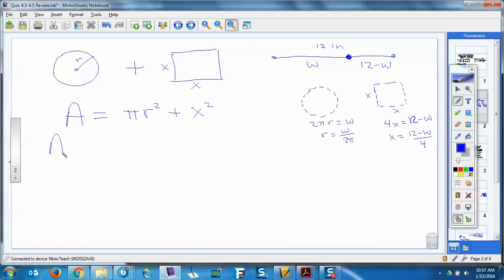So now my area equation is going to be pi times (W over 2 pi) squared plus, and then X, that's (12 minus W) over 4, squared as well. Now I've gotten to the red line. I've gotten through step 3. Now I could simplify this a little bit if I wanted to, but we can also use our calculator. Now I'm old school. I'd rather simplify this a little bit, but you wouldn't have to.